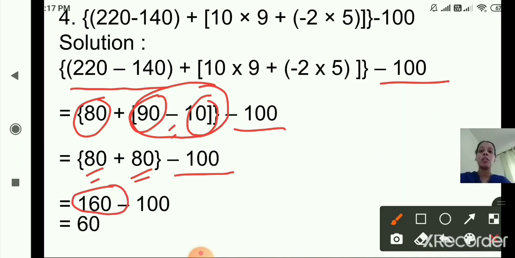Once we solve the bracket, we can remove the bracket and write the numbers. So 160 minus 100. 160 minus 100 is 60. So what is the answer here? 60. So in this way you will simplify the expression which is given.